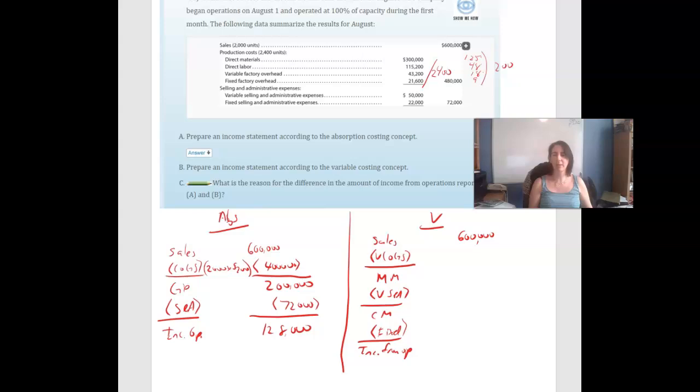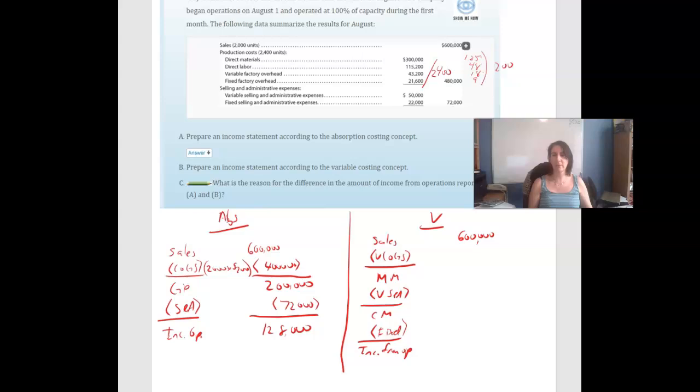$9 per item times the 2,000 that we sold. It's all built into this number here. We took it out. Instead, we're going to take out all 21,600 because that's the thing. We take out all fixed costs under variable, not just a portion for the ones that we sold. Okay, so anyway, back to here.